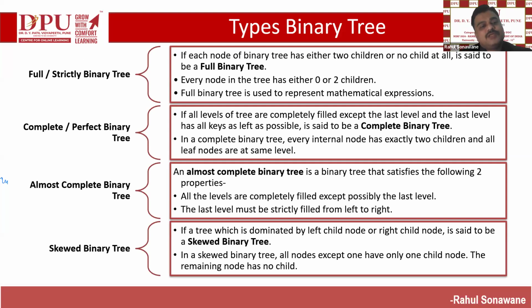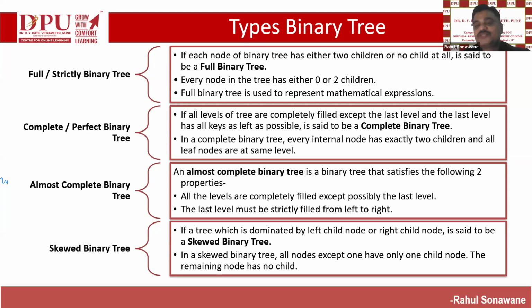The first type of tree is called a full binary tree. A full binary tree follows this principle: each node of a binary tree has either two children or no children at all. So we are refining it, making our rule stronger. If you have children, then there should be two children, or there will be no children at all. So every node in the tree has either 0 or 2 children. Such a tree is called a full binary tree or strictly binary tree.